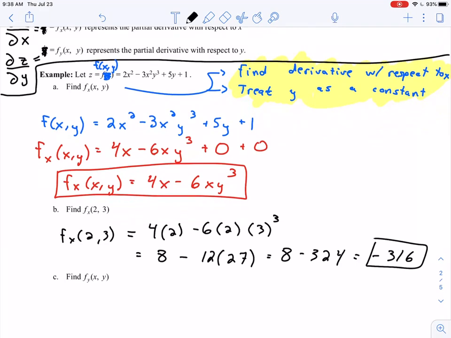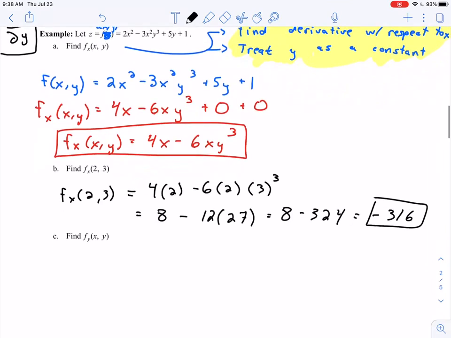Now, I want to say, okay, well, here's the partial with respect to x. That's all well and good. Now, I would like to find the partial derivative with respect to y instead. So I'm going to go back to that original function. I'm going to go back to f of xy, which is 2x squared minus 3x squared y cubed plus 5y plus 1.